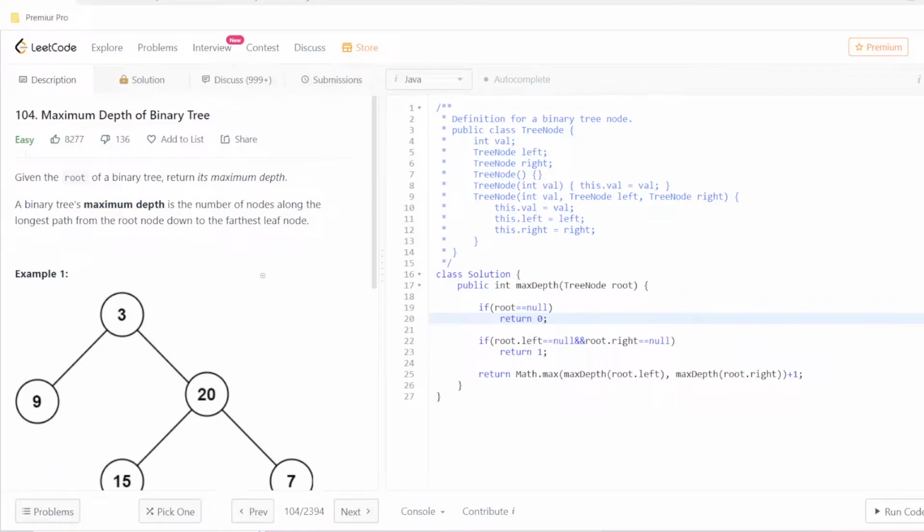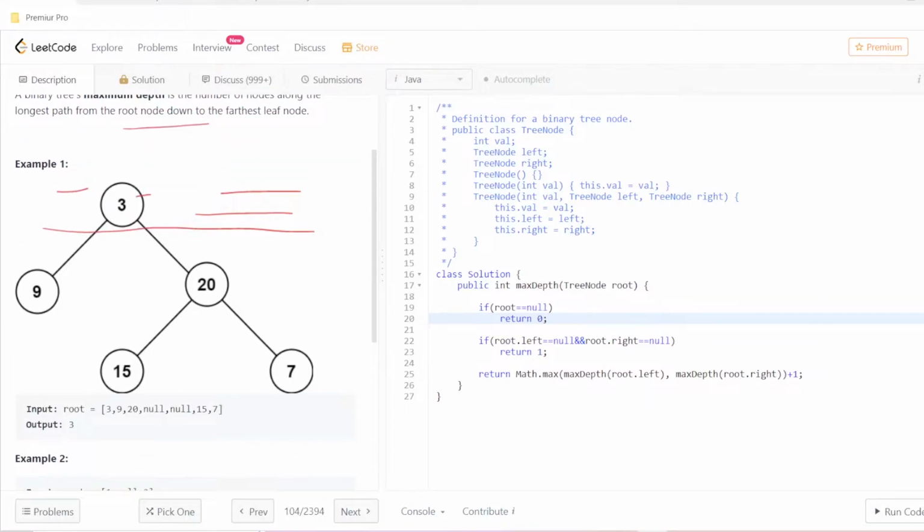Hello everyone. So today, continuing with our series, we'll be solving another question, maximum depth of binary tree. So question is very straightforward. You are given a root of a binary tree and you have to return the maximum depth. So maximum depth is the number of nodes along the longest path from root down to the farthest leaf node. So that's the question. Let's take an example here.